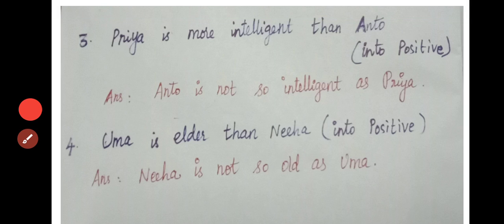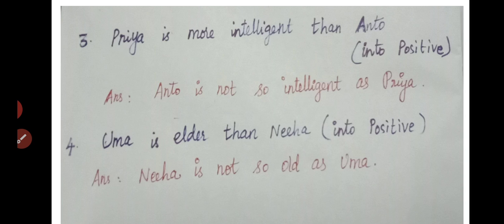Creative writers. Next, Priya is more intelligent than Anto. Here we have a comparison between two people only, Priya and Anto. So we need to check whether the sentence is affirmative or negative. Okay. So the first sentence is affirmative. So when we change it into positive, we need to add a negative word; we have to make it a negative form. So Anto is not so intelligent as Priya.